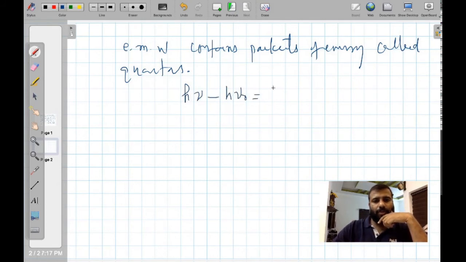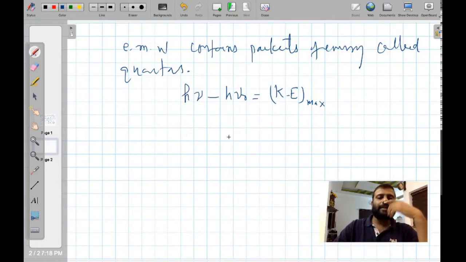h nu minus h nu 0 will be equal to the kinetic energy max of the electron. We know when electromagnetic radiations are irradiated on metal surfaces, electrons are emitted. These emitted electrons are moving with a certain velocity. Obviously, they will have some kinetic energy. So he has given an expression for finding out the kinetic energy of these ejected electrons.